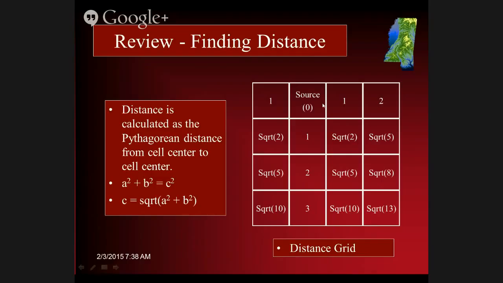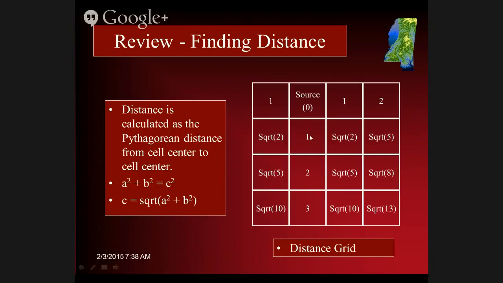Okay, the distance to this cell is 1, 2 cells. It's pretty straightforward, easy to think about. The distance down to this cell is 1, 2, 3 cells. Okay, so it's a pretty easy algorithm. It's just basically using the Pythagorean theorem.